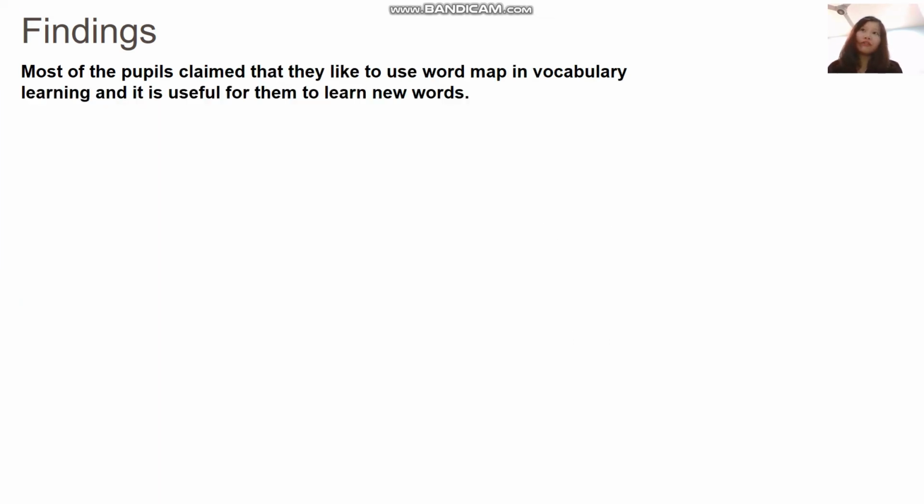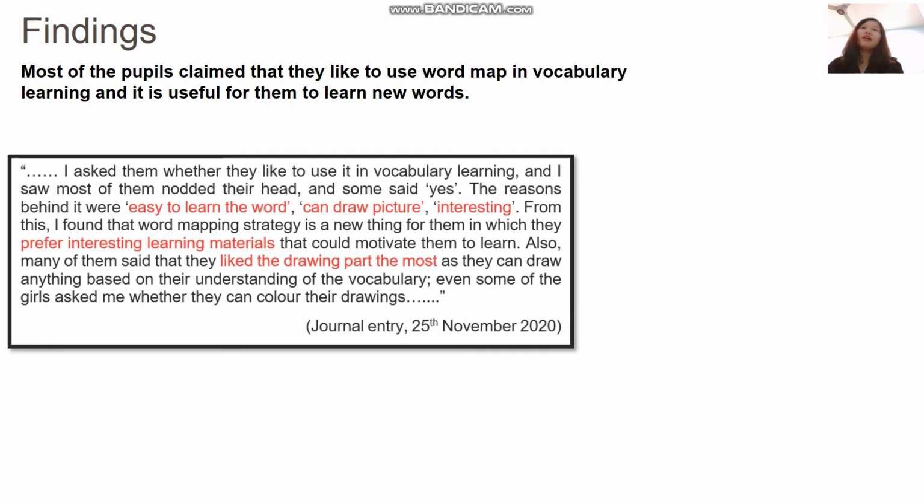Next, most of the pupils claim that they like to use word map in vocabulary learning and it is useful for them to learn new words. Before that, I have to explain that I will use journal entries and questionnaire data to support this statement. So as you can see in the words in red color, they can learn the word easily because they can draw pictures, it is interesting, and they like interesting learning materials.